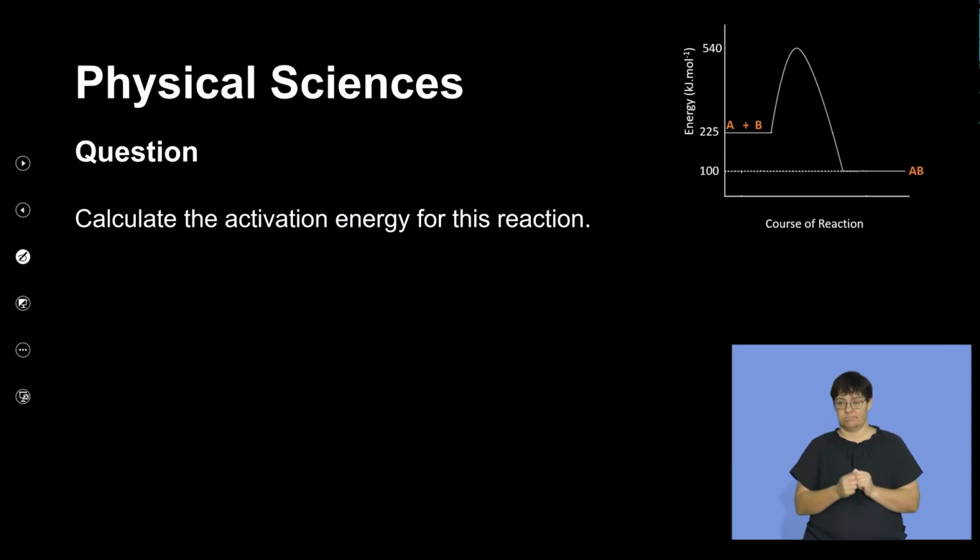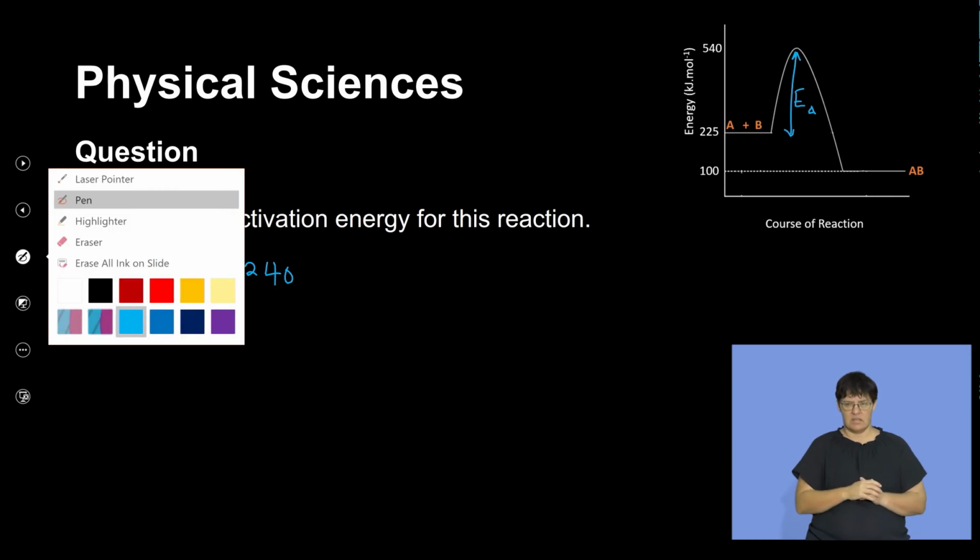Okay. Now the first question says calculate the activation energy for this reaction. So what are we looking for here? We're looking for activation energy. Okay, what is activation energy? It is the minimum amount of energy required for a reaction to take place. So the reactants are at an energy of 225 kilojoules per mole. So this interval to the activation complex actually represents our activation energy.